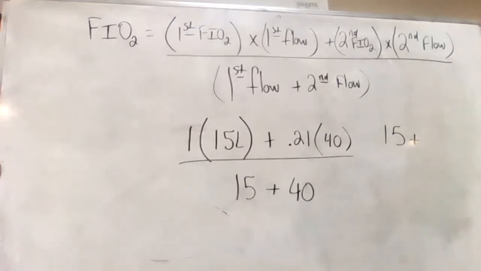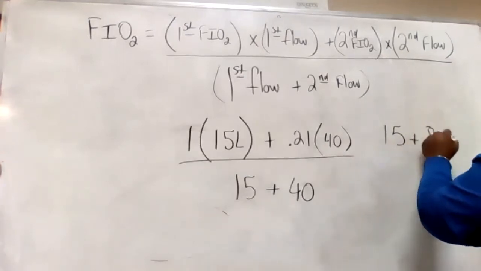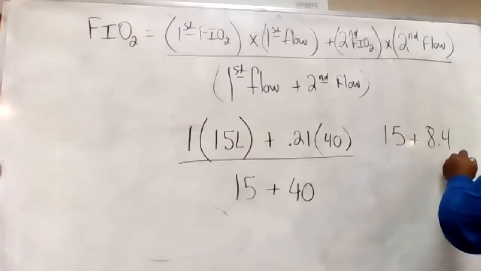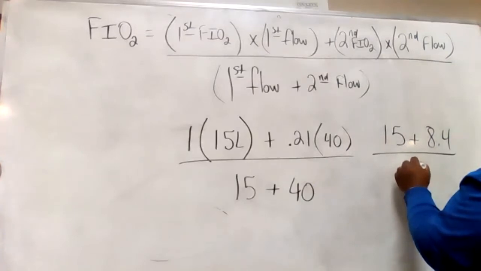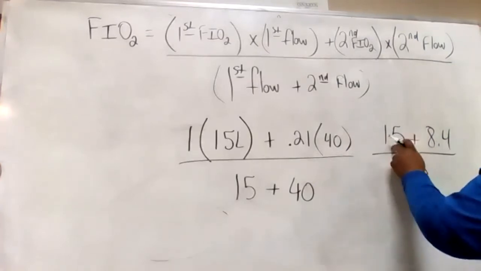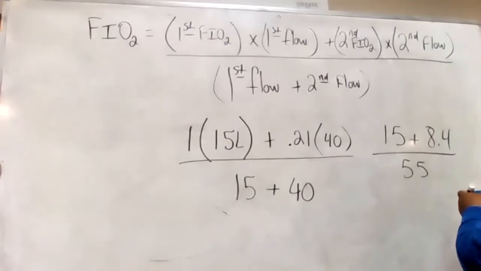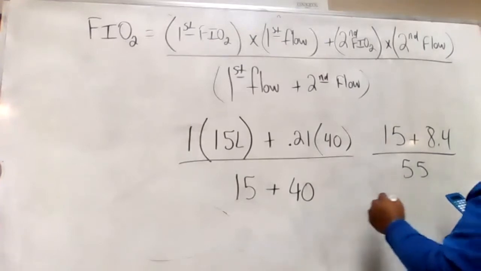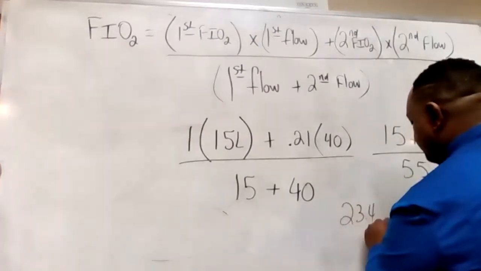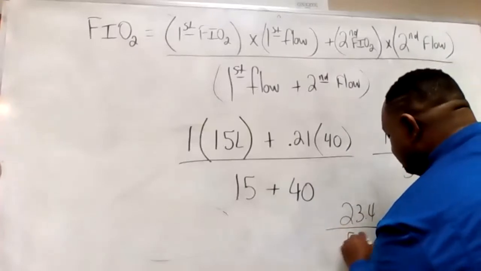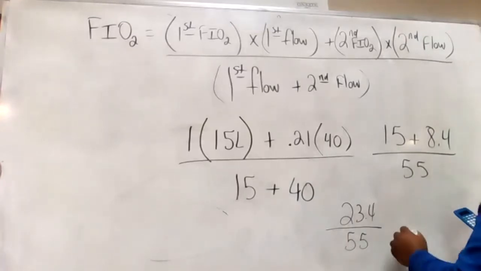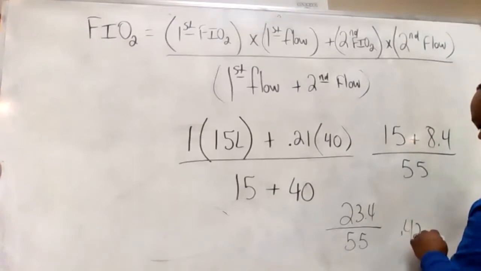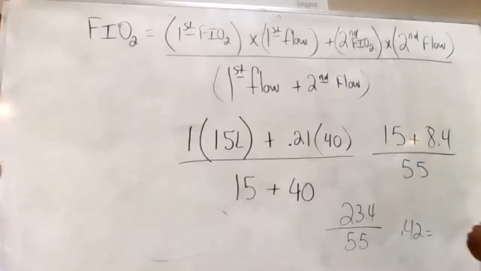Let's see. 0.21 times 40 is 8.4. Divided by 15 plus 40, which is 55. So 15 plus 8.4 equals 23.4. 23.4 divided by 55 gives 0.42, which is 42%.